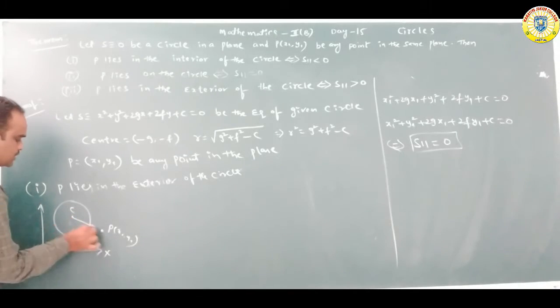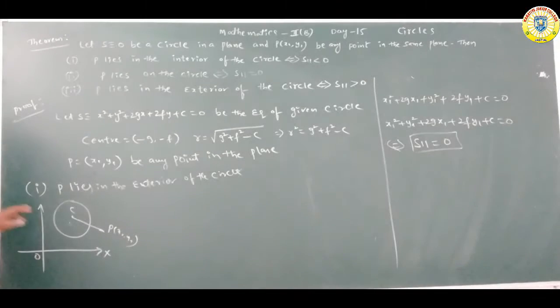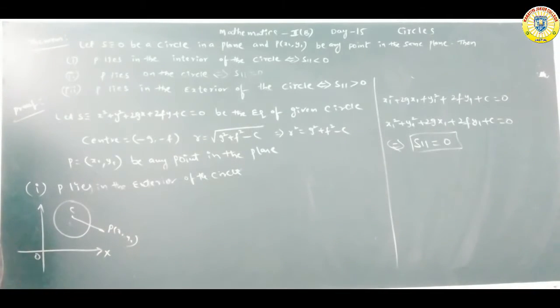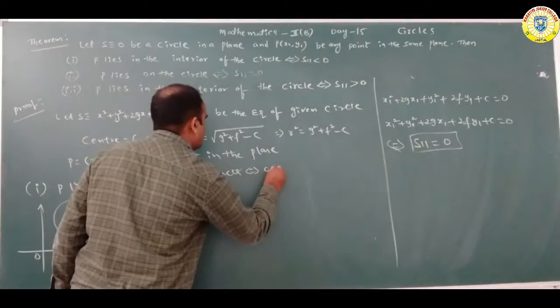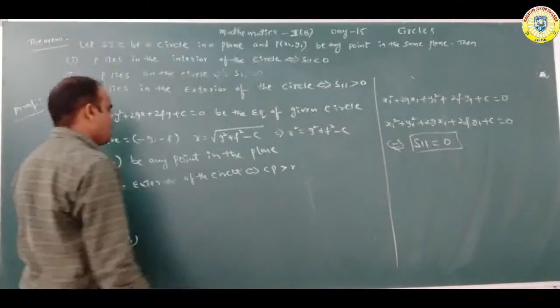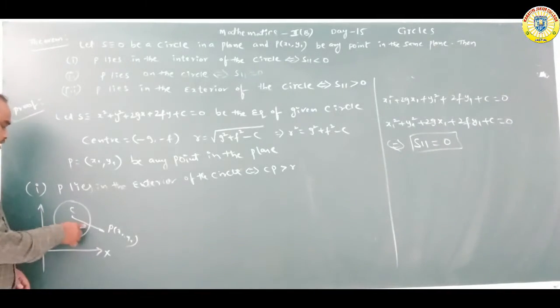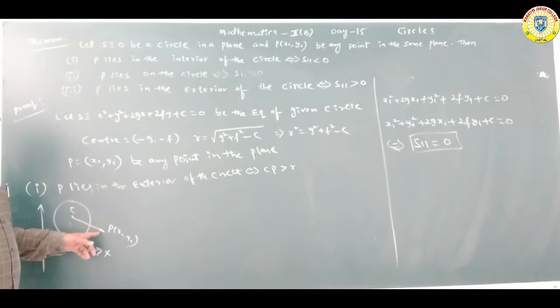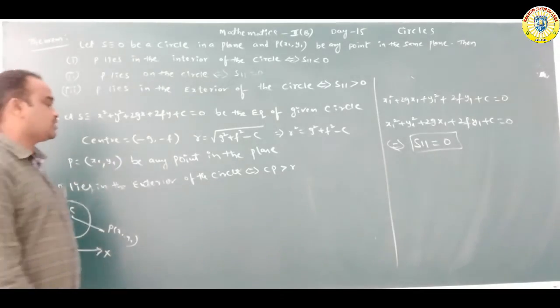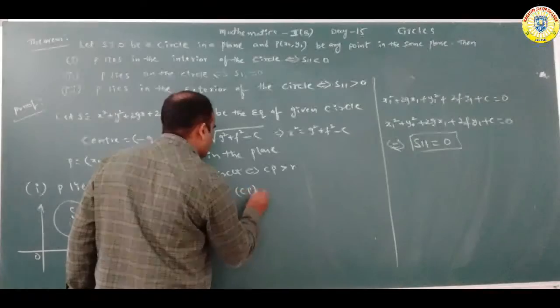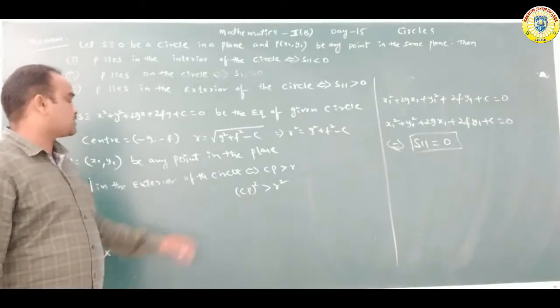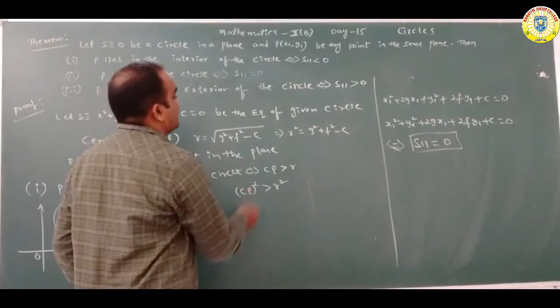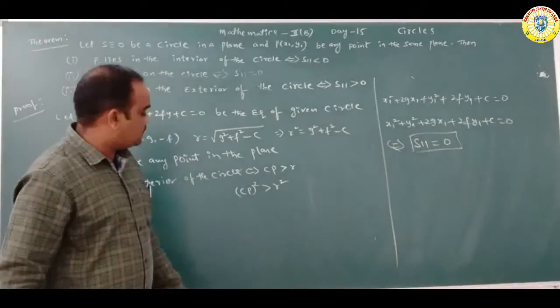See, from the center, this is CP. Here CP is the greatest value. CP is greater than R. Radius is the distance from the center to any point on the circle, so compared to the radius, the CP value is greatest. CP greater than R, so CP square is greater than R square. By using this concept, what we get is S11 greater than 0.